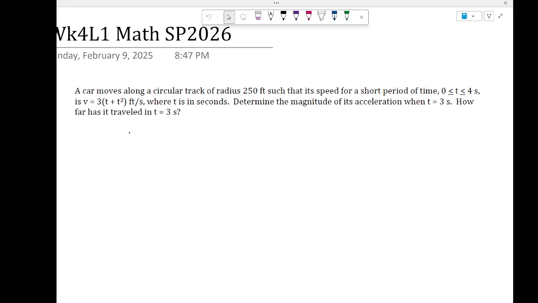So far, that's it. Then it says determine the magnitude of its acceleration when t equals 3, and how far it travels in t equals 3 seconds.